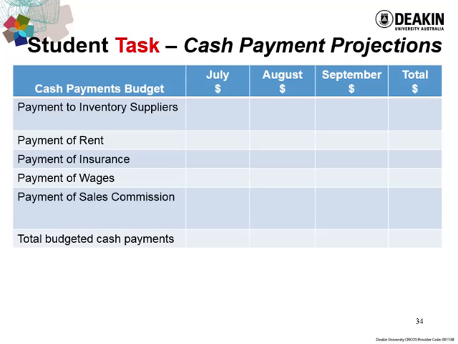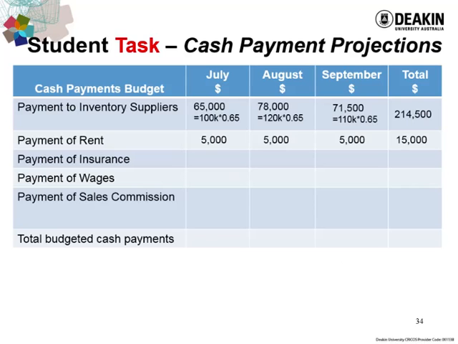Let's fill in the figures. Payment to suppliers in July is 65K, 65% of July sales. For August is 78K, which is 65% of August sales. For September is 71.5K, which is 65% of September sales. The total is 214.5K. Rent is fixed for the 3 months, 5K each, so 15K in total.